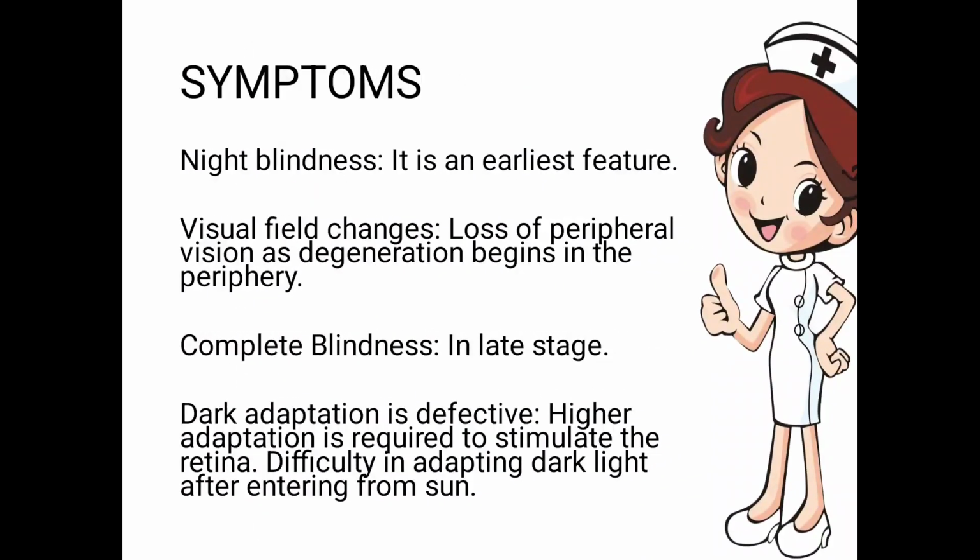Next one is symptoms. What are the symptoms? First one is night blindness. It is the earliest feature. The very earliest feature is night blindness. The patient finds that he or she is not able to see at night time.